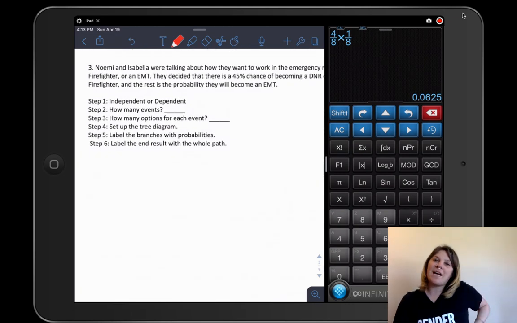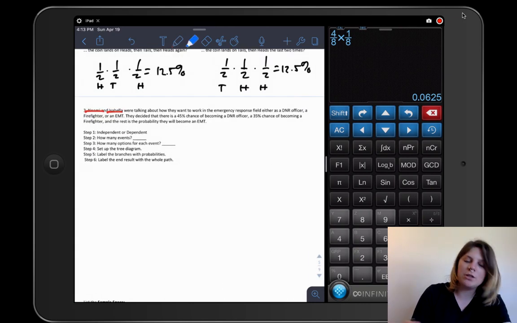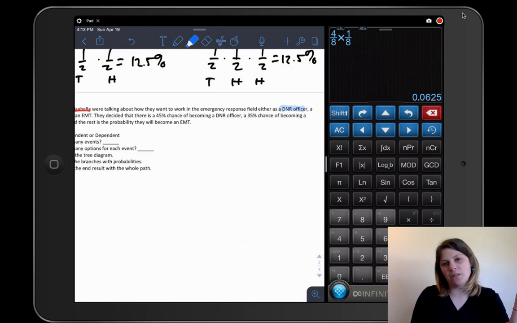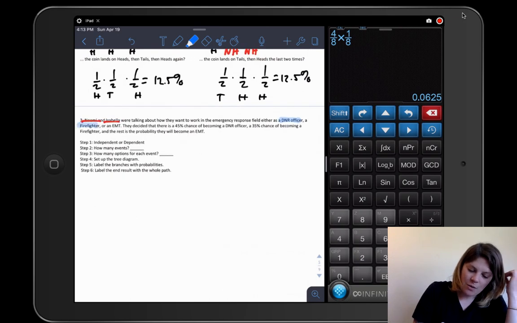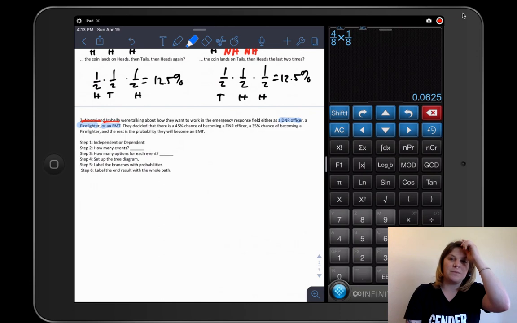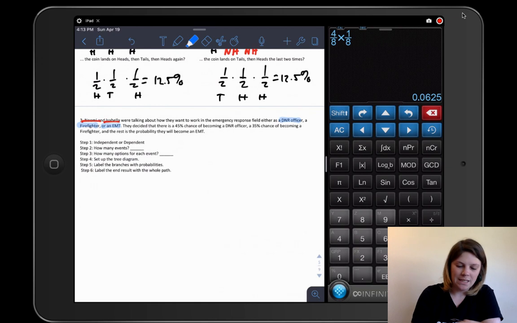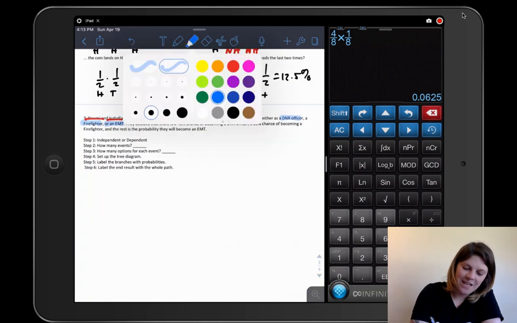Okay, so we have two of our classmates in this question, Naomi and Isabella, and they were talking about career choices is what I decided they were talking about. They were talking about becoming a DNR officer, which is like a police officer in the forest, basically, a firefighter, or working as an EMT. All very important jobs, really cool choices. And that reminds me, we're going to stop right there. Is this an independent? Oh, wait, no, let's keep reading a little bit more.